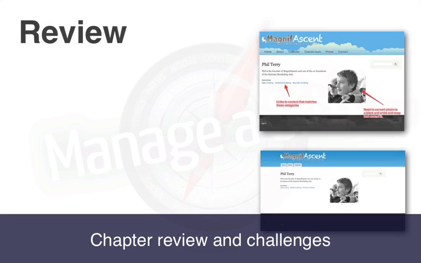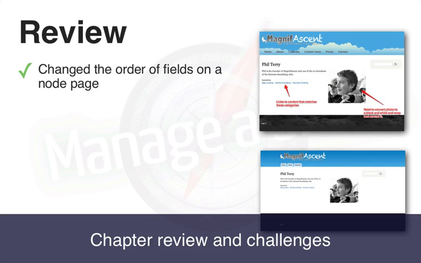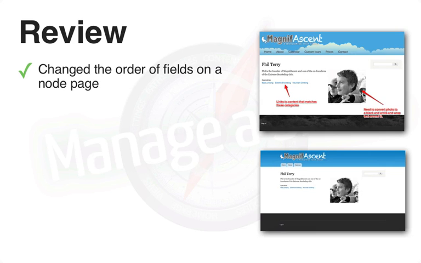Let's do a quick review. In this chapter, we changed the order of fields on our guide page in order to put the image towards the top, which was the first step in getting our image to the right of all the content.